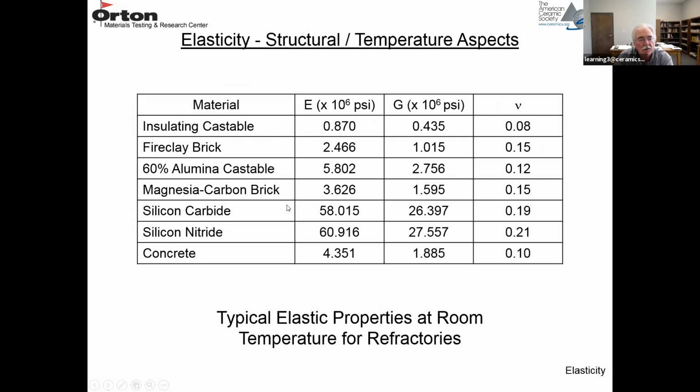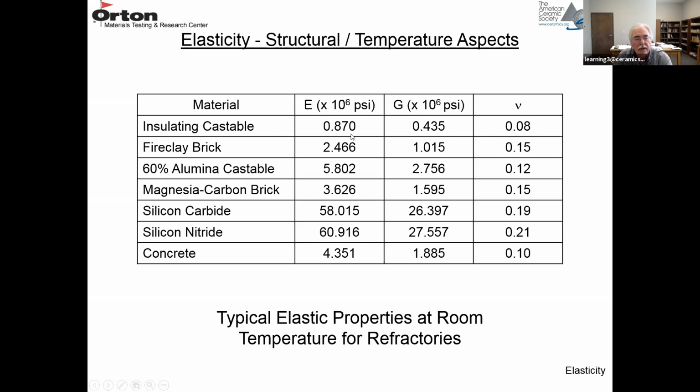So here's a table that shows some typical values at room temperature. This is an insulating castable, a fire clay brick, a high alumina castable, 60% alumina, a magnesia carbon brick, which is the composite material, silicon carbide, silicon nitride. And I put a Portland cement concrete here as a reference. This is concrete, that's what your driveway or sidewalk was probably made out of. So here's E, G, and Poisson's ratio.